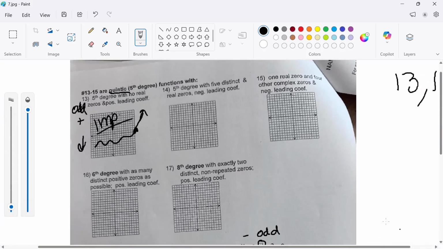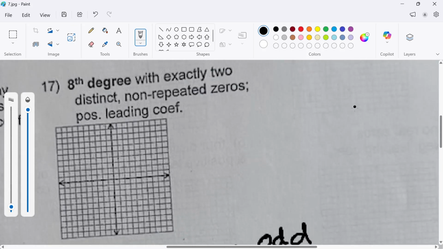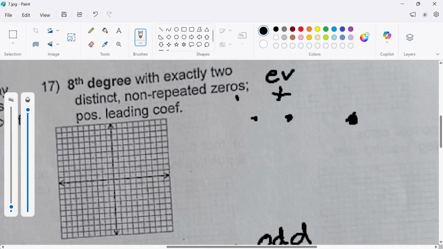And now I'll do one more, this 8th degree, with exactly 2 distinct non-repeated zeros. That means it's going to go through at 2 places, but all the other ones, it's just going to bounce off. So I'm going to do 1, 2 reals, and then that leaves 6 more. I'm going to do this one, 6th. So it's 8th degree, that's even, and positive. I'll look at my table. Even, positive, it's up, up. So I'm going to start from up.